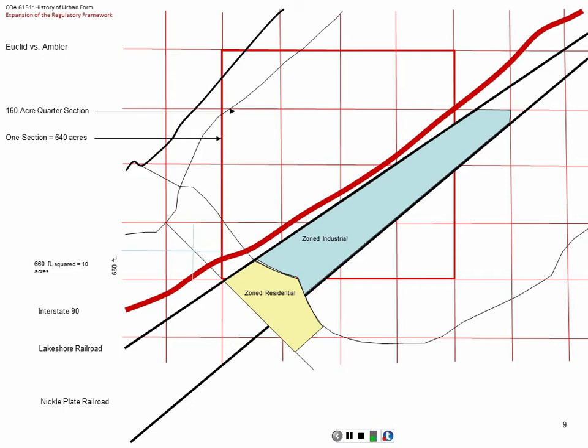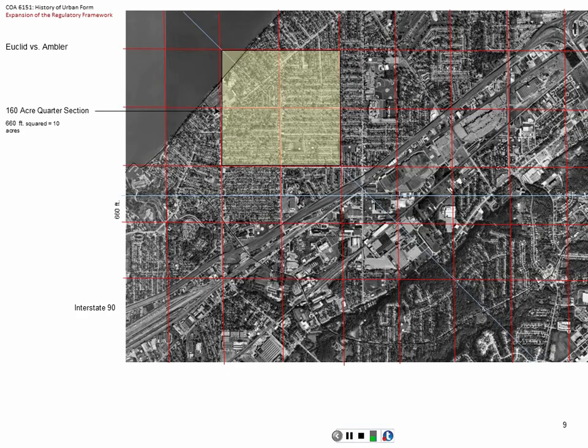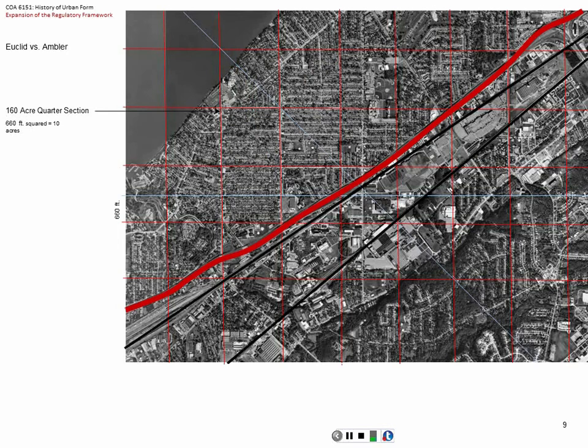It's often the case that the interstate highways, when they were built in the 1950s and 60s, paralleled railroad lines for a variety of reasons. So there you actually see an aerial of this with the 160-acre quarter section that you see here, and then the interstate highways and the two railroads, all right?